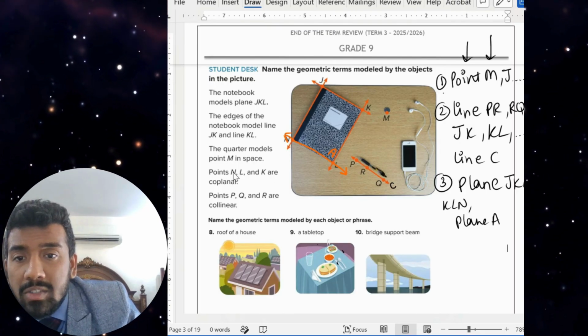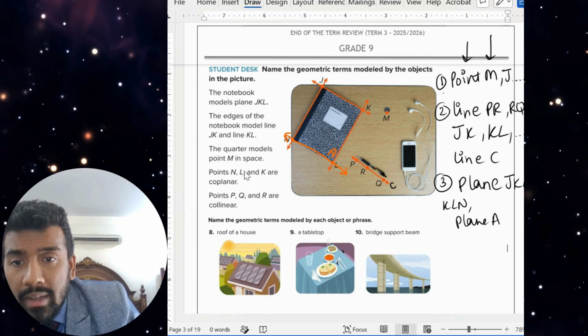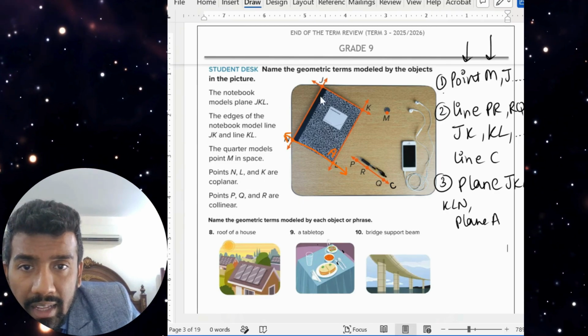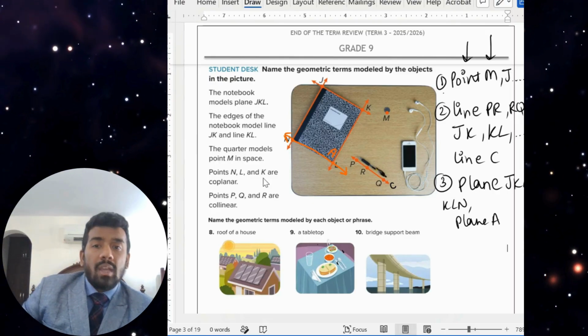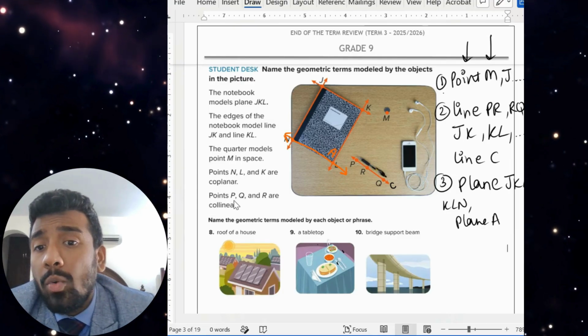So if they ask you N, L, K, are they coplanar? Check N, L, K. Are they in one plane? N, L, K. Yes, they are in one box. So they are coplanar. What about collinear?